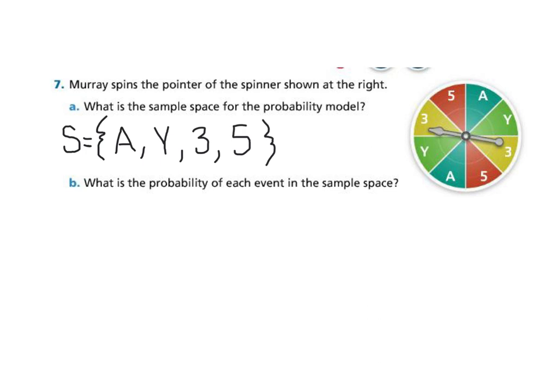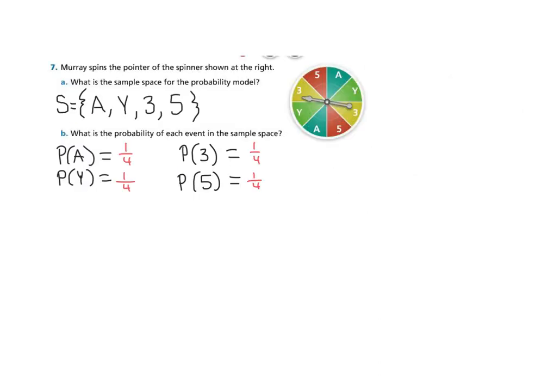Next, part B, what is the probability of each event in the sample space? Well, what did you write down in the bracket? You wrote down an A, a Y, a 3, and a 5. So you need to find the probability of all 4 of those. All right, here are your probabilities for each of your sample space. Of course, you noticed all of these are 1/4, right? Very good.